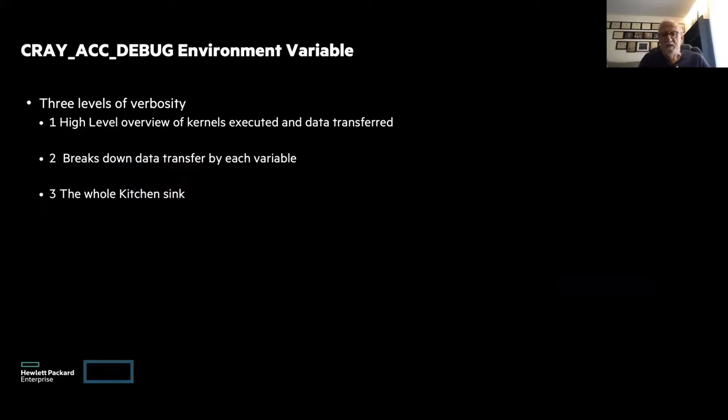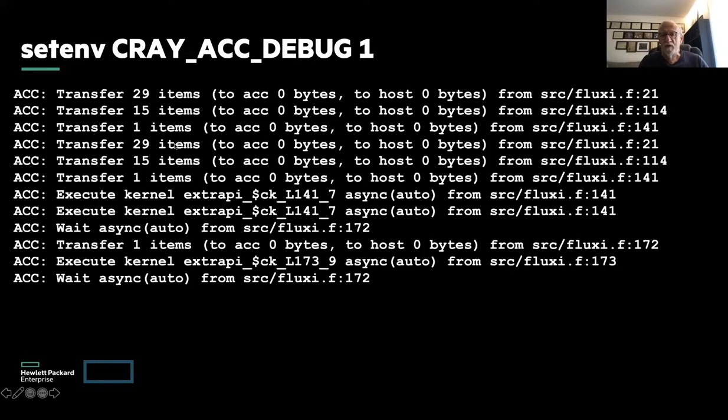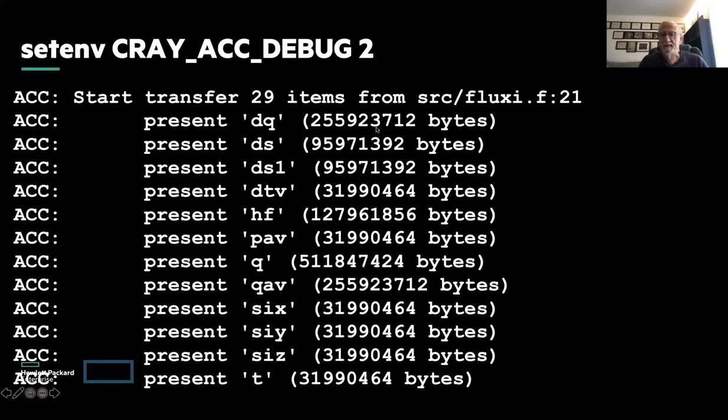Now, there's another thing that is available, and I can show you this. Basically, this environment variable tells you everything that's transferred and where it's transferred from, and all the kernels. That's debug one. If you use debug two, you get the sizes of all the arrays. So this gives you much more output.